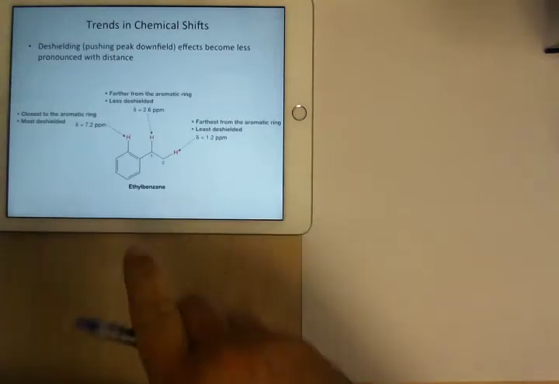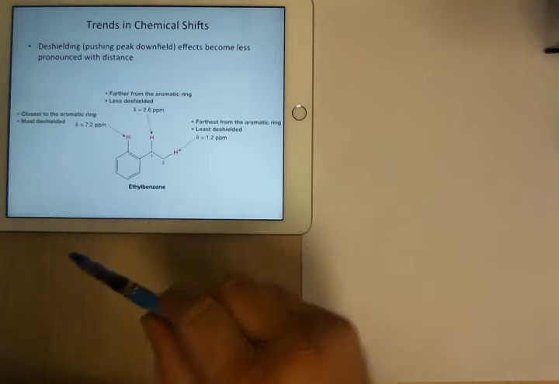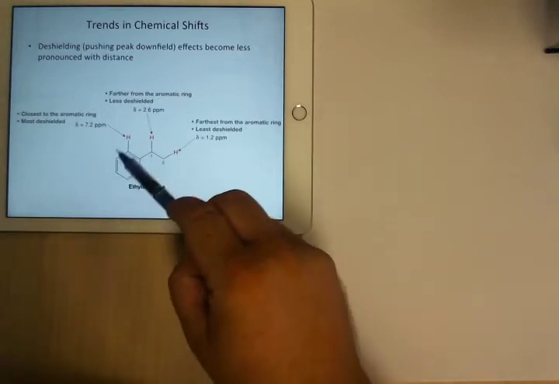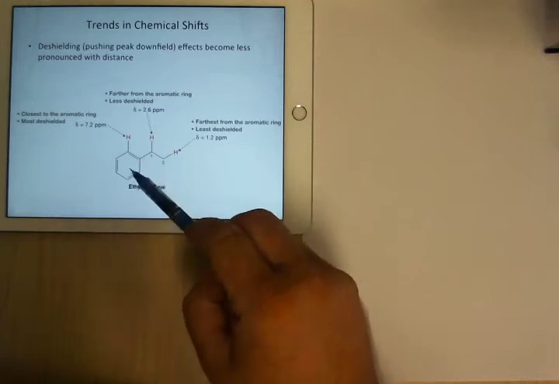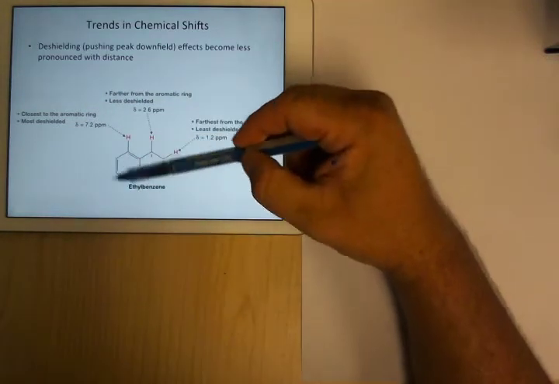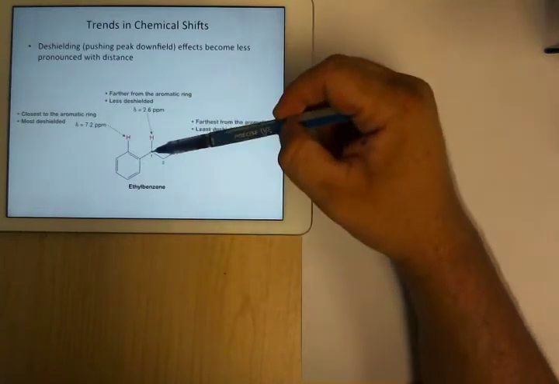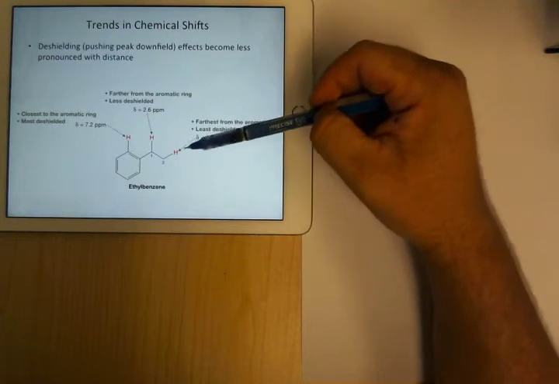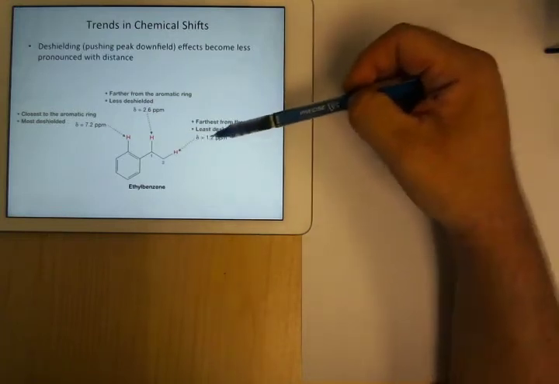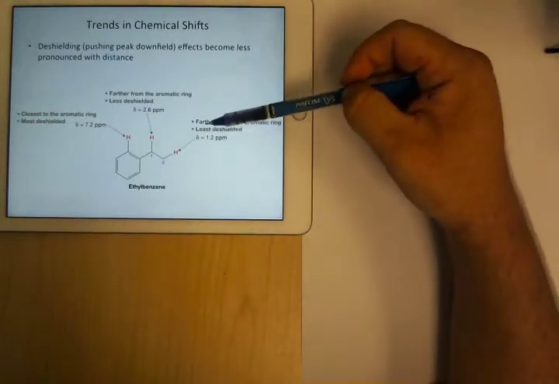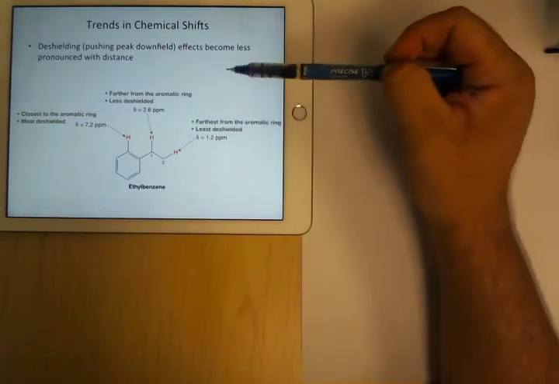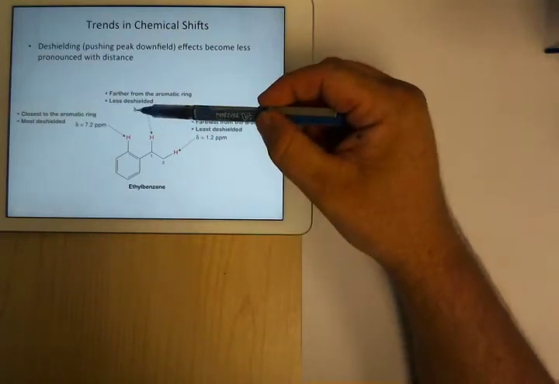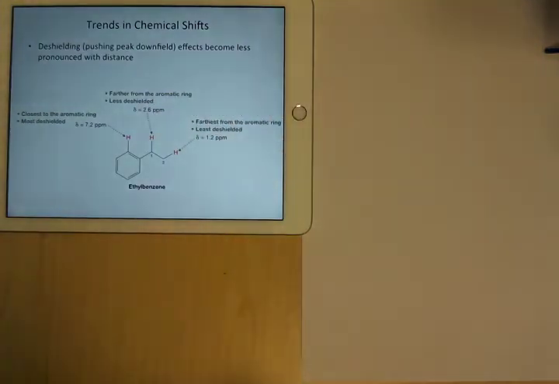Okay. Now, the further away you are from that electronegative thing, the less it feels. So if you're directly on the benzene, you're at 7.2. If you're directly next to it, you're still at 2.6. But if you're two carbons away, you're down here at about 1.2, which is pretty normal, maybe a little bit downfield, but not nearly as much as these two. So as you go farther away from the ring, you don't feel it nearly as much.